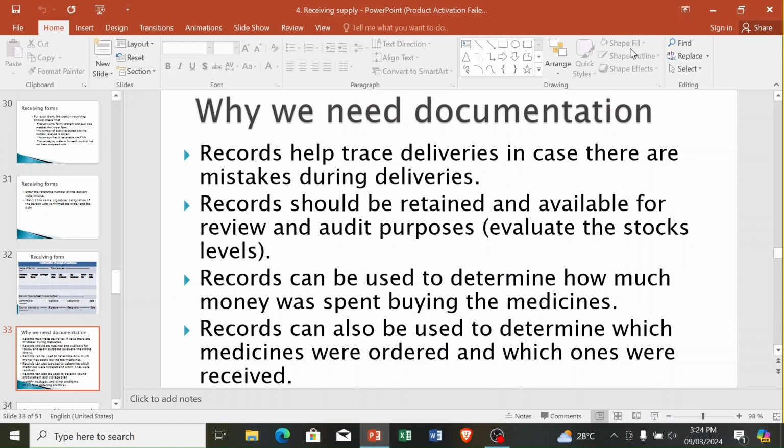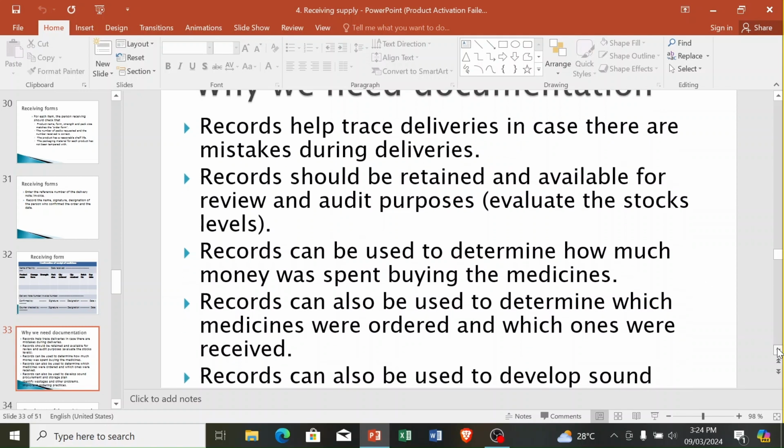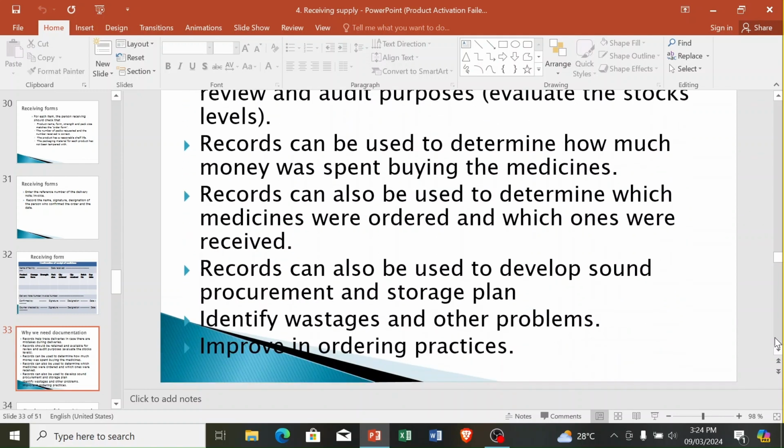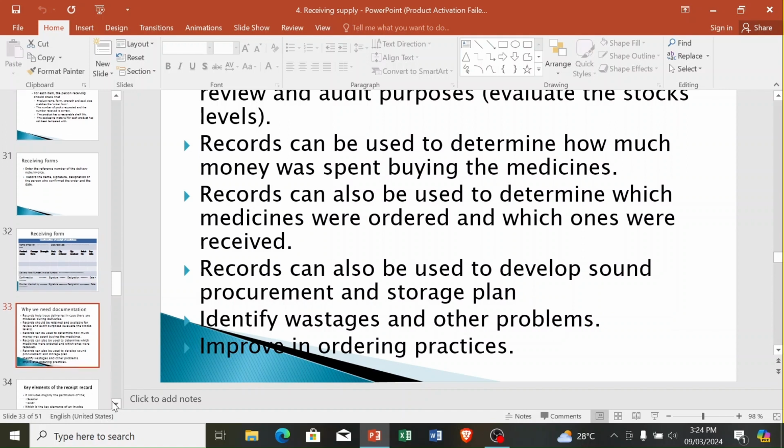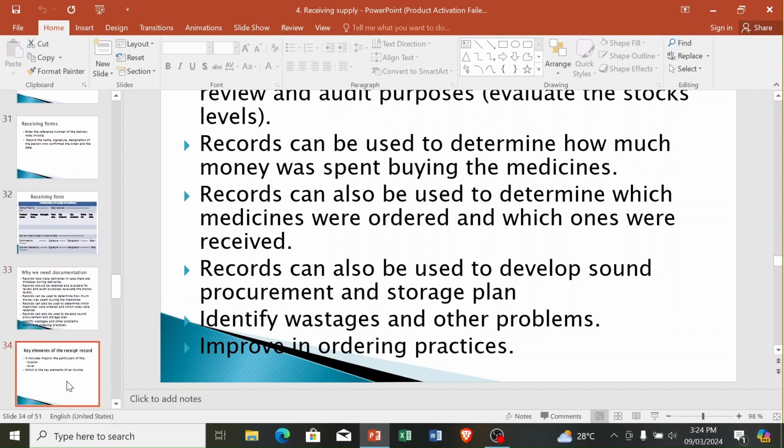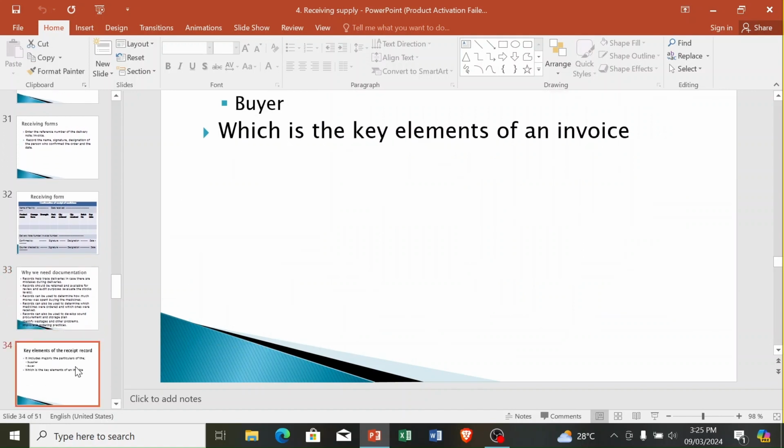Records can also be used to determine which medicines were ordered and which ones were received. Okay, and then records can also be used to develop sound procurement and storage plans. It also enables us to identify wastages and other problems, and also improves ordering practices. Okay, so that is why we need them and the importance.